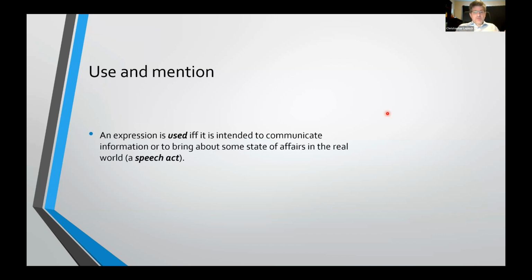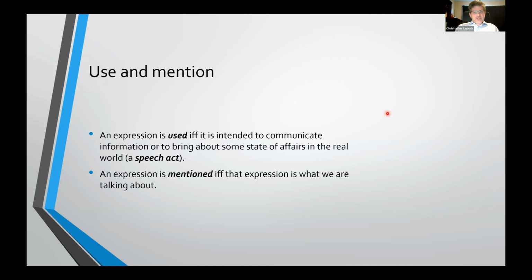So when you're performing speech acts, you're using an expression. You're also using an expression if you're communicating information. So if I just mumble, the class is now over, and then somebody in the back of the room turns to another student and says, what did the professor just say? And the other one says, the class is now over. In that case, what that student is doing is communicating information, that the class is over. That student can't end the class. The student doesn't have the power to do that.